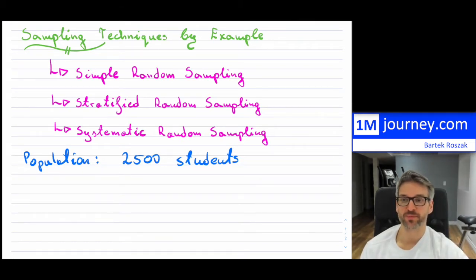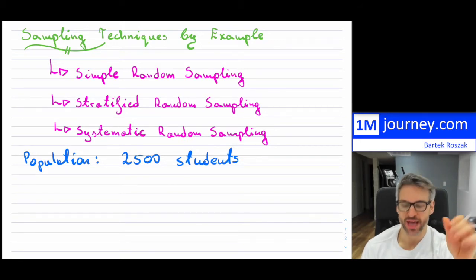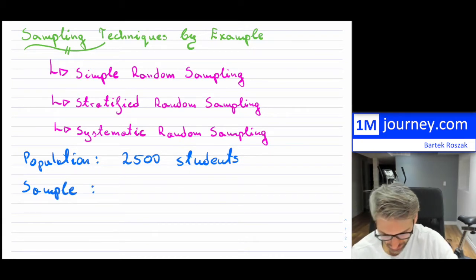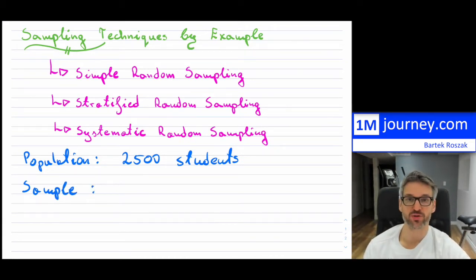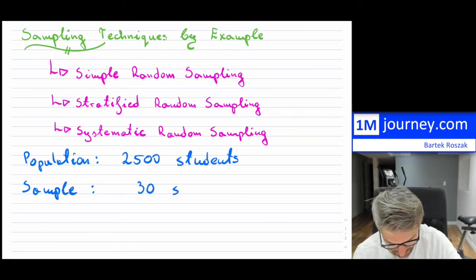So the first one, let's say simple sampling. Now you as the researcher will decide how many students you're going to have within your sample. This is something that you decide, maybe if it's a project or an assignment, maybe your teachers will tell you how much or how big your sample has to be. Let's assume, for my sake, that my sample is going to be 30 students from this 2,500. So I have 30 students that I will pick.